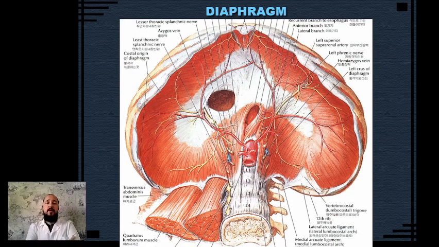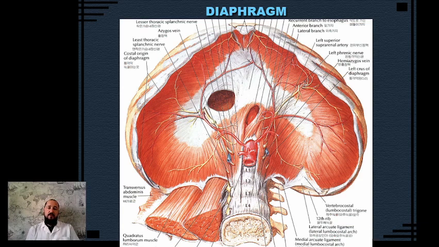The next subtopic is the diaphragm. Just take a look at the diaphragm. We know that it is a muscular septum between the thoracic cavity and abdominal cavity. From the thoracic cavity, it's covered with parietal pleura and the thoracic fascia. From the side of the abdominal cavity, it is covered with parietal peritoneum and the abdominal fascia.